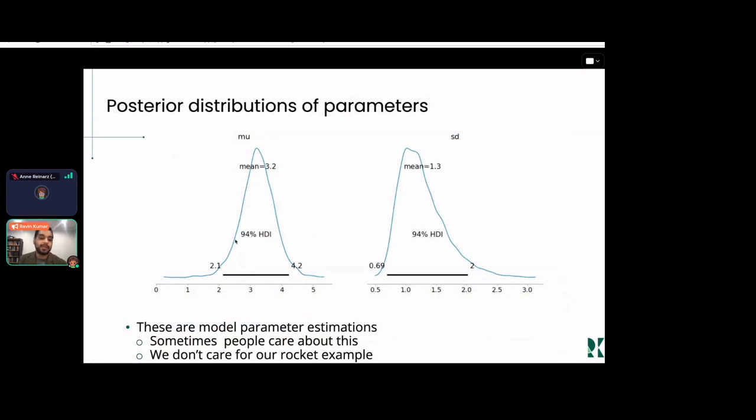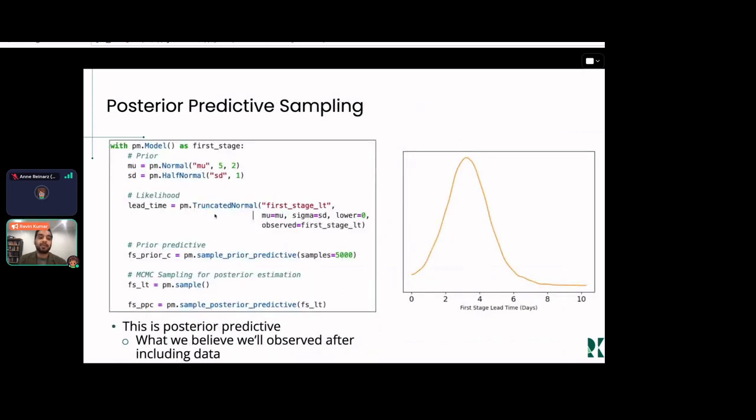And here we had it. I had posterior distributions of parameters: the mean of the distribution and the standard deviation of our truncated normal. In this case, though, I didn't care about the model parameters. What I really cared about was the posterior predictive, because the posterior predictive is what tells me what it is likely going to take for the next rocket, and the one after that, and the one after that. Sorry, I should say first stage: the next first stage, the one after that, and the one after that.